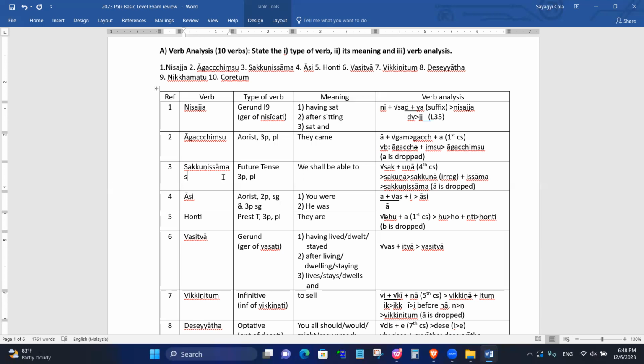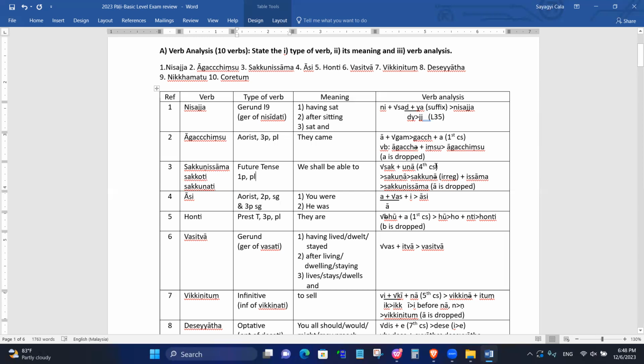First person, I think in lesson 2 you already learned this one. Oh yeah, mistake, I think she made a mistake. Okay, sakoti, sakunati. So from sakoti or sakunati, we come to sakunisama. So first person plural, not the third person. First person plural, we shall be able.